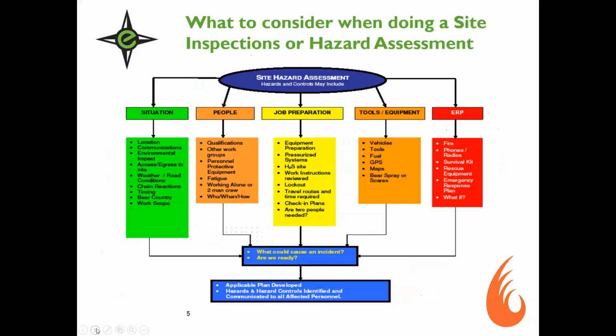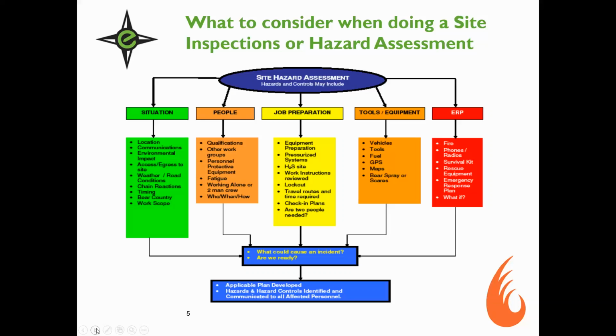Alright, let's look at what to consider when doing a site inspection or a hazard assessment, because essentially those terms are interchangeable. A site inspection is an actual hazard assessment. You're looking at the situation, the people involved, the preparation for the job, what tools and equipment are in place and whether they are in good condition, and also the emergency response plan at that location or that site. Those are all things you want to consider when doing your site inspection.